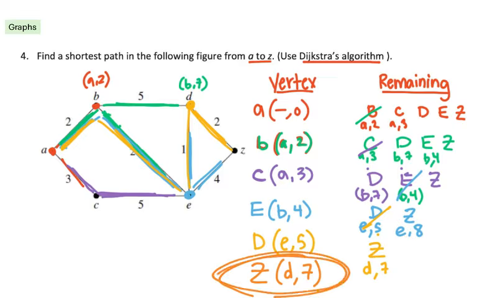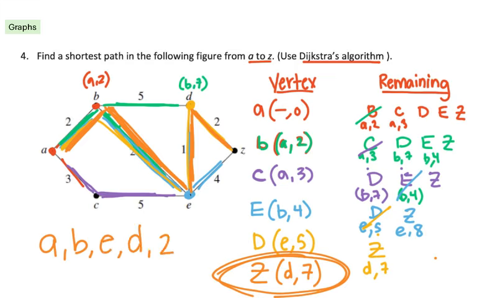That's the shortest path. So let me walk it back. We went to D, and then from D we went to E, and then from E we went to B, and then from B to A. So the shortest path is A to B to E to D to Z, which is 7. It's a little complicated, but you can practice some more and hopefully get good at it. All right, good luck.